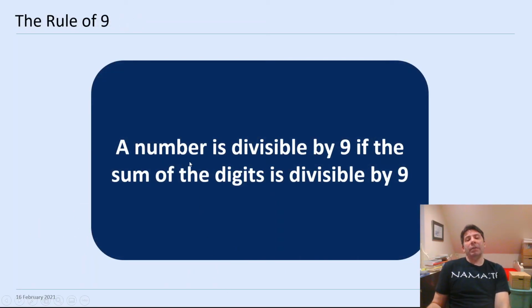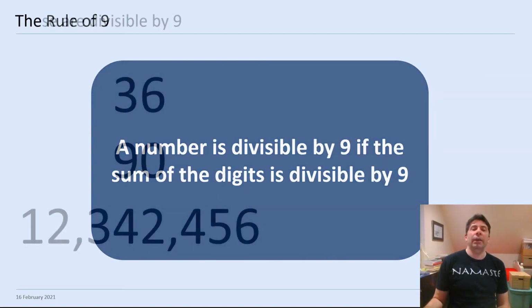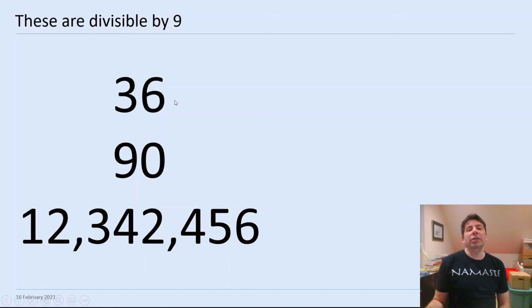A number is divisible by 9 if the sum of the digits is divisible by 9. So this is a bit like the rule of 3, which said a number is divisible by 3 if and only if the sum of the digits is divisible by 3. It's the same sort of thing, really. So 36, 3 plus 6 is 9. 90, 9 plus 0 is 9.